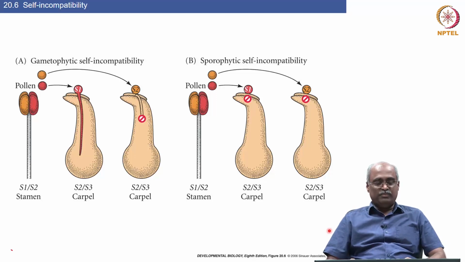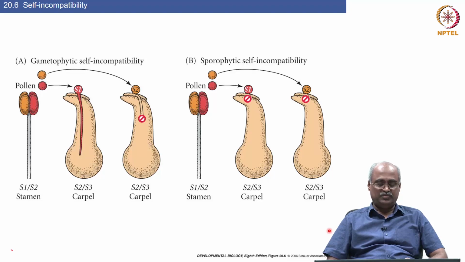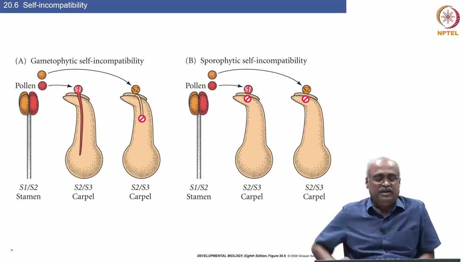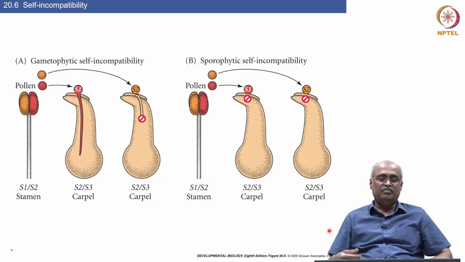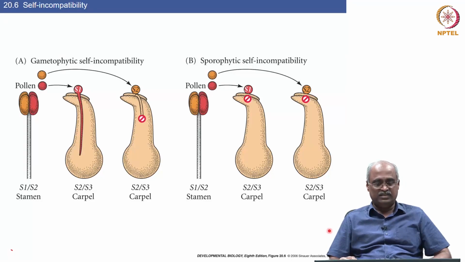So there is one interesting phenomenon that happens in this pollination process, and that is avoidance of the pollen grain produced by the same genotype fusing with the female gamete of the same genotype. So that is called incompatibility. So incompatibility helps in maximizing the combinations and therefore the genetic diversity generated by sexual reproduction.